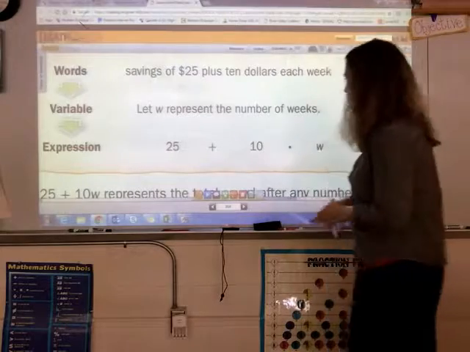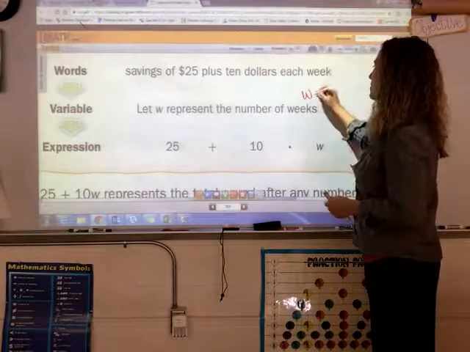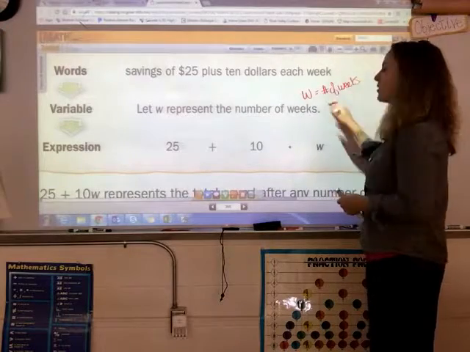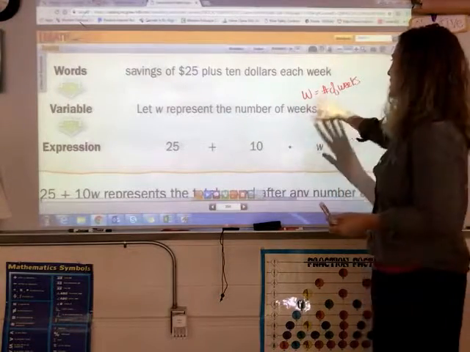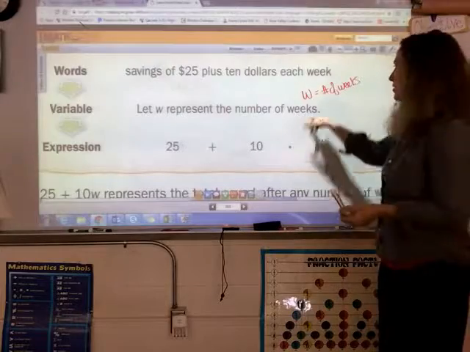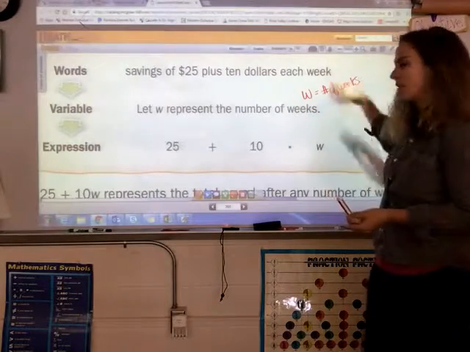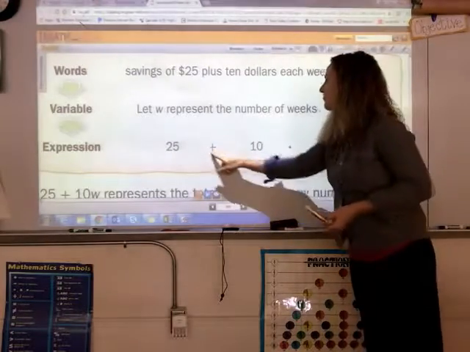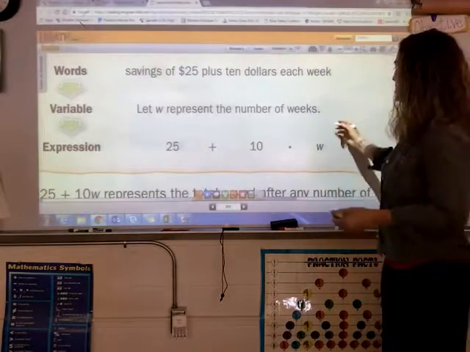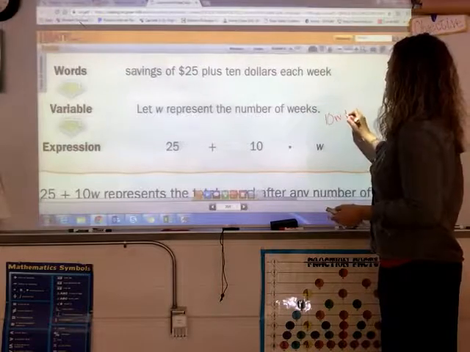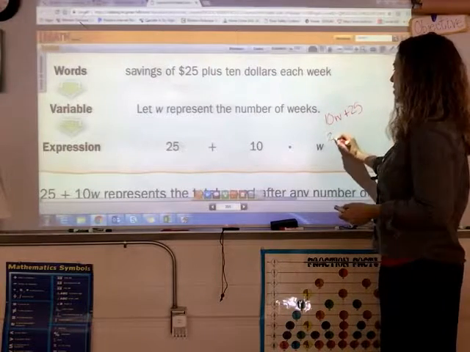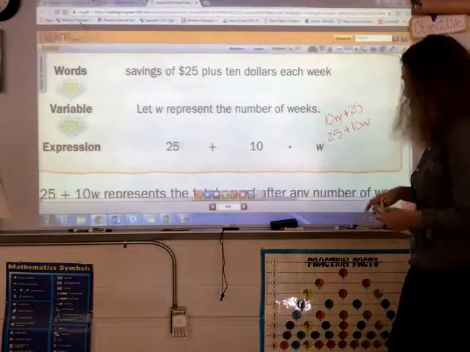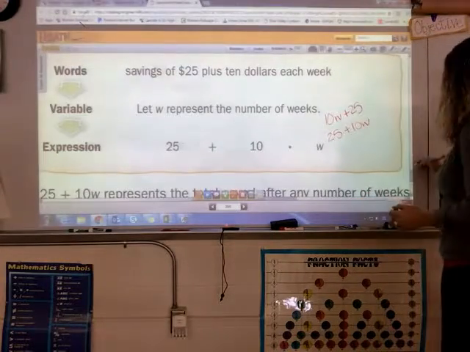Okay, when you write those in your book, it's fine just to put W, and then you can just put number of weeks, okay? Or you can write out the word number, it doesn't matter. But what I've done is I've defined my variable. I know I'm gonna use W and it's representing the number of weeks. So then continuing on with your expression, 25 plus 10 times W, okay? So another way to write that could be 10W plus 25, or 25 plus your 10W, okay? Those would both mean the same thing, all right?